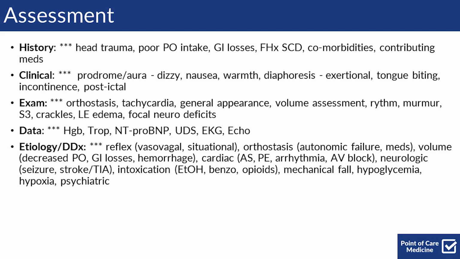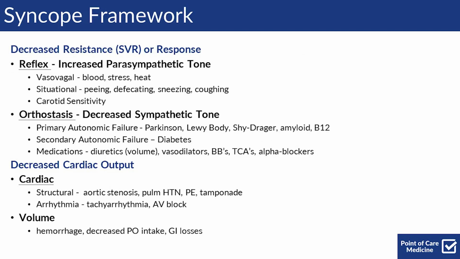Things to also be thinking about include neurological etiologies like seizures, strokes, or TIAs, intoxications, a mechanical fall, hypoglycemia, hypoxia, and a psychiatric etiology. If you think that it is syncope itself, the way that you can think through the syncope framework is the cause of syncope.